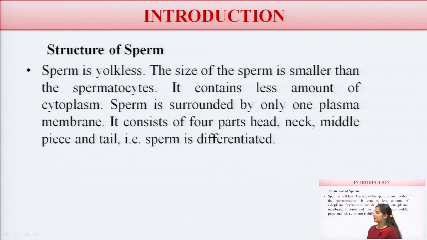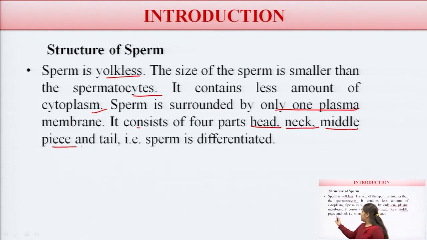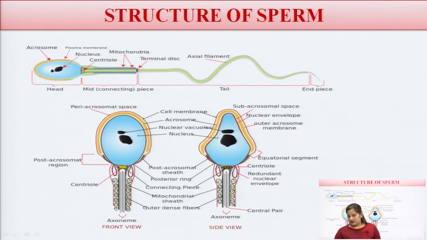Now, we discuss the structure of the sperm. The sperm is yolkless and its size is smaller than the spermatocytes. These are the sperm cells and they contain a small amount of cytoplasm. The sperm is surrounded by only one plasma membrane and it consists of four parts: head, neck, middle piece and tail. So, this is the structure of the sperm.